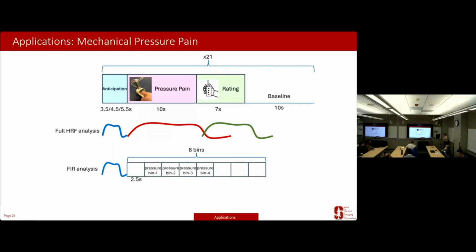My goal is to use enough bins to cover the time that contains no activity from pressure pain and from rating. We can look at the activation from each bin because these bins are not convolved with HRF. The analysis power is even less, but because they're not convolved with HRF, the activation represented by each bin will be coming from that time interval and that time interval alone.